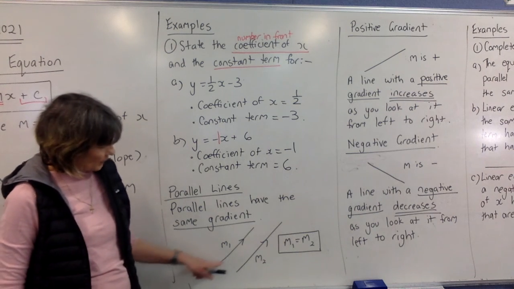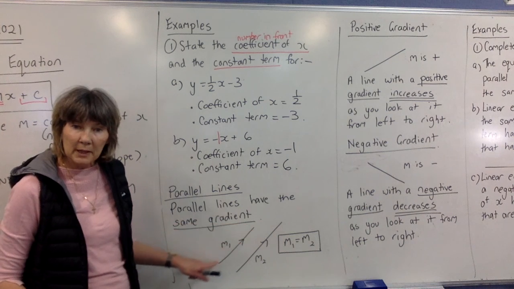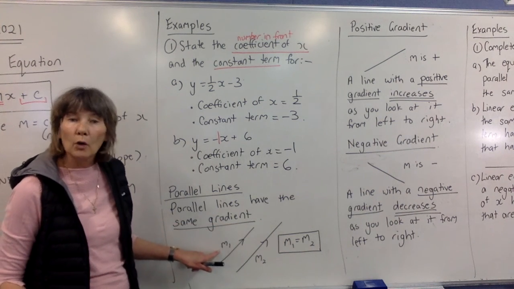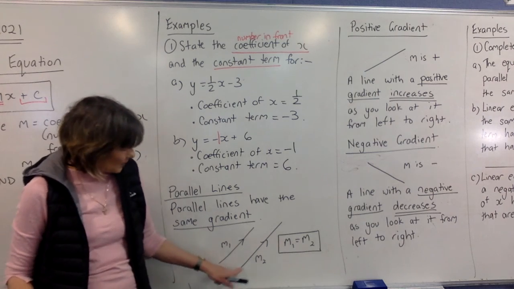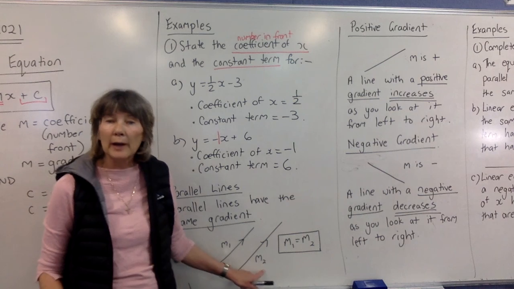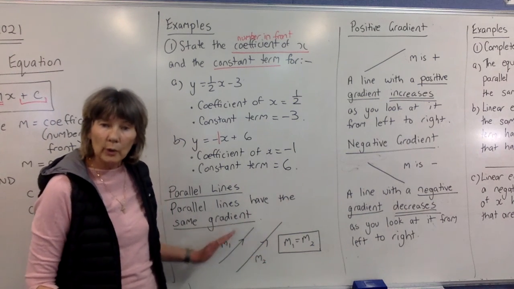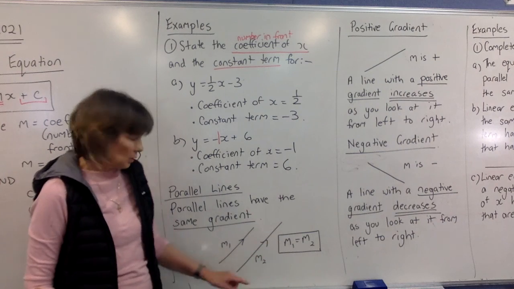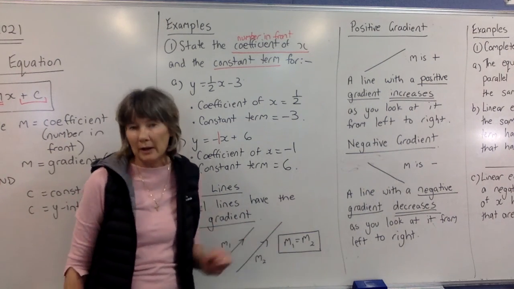So if you look at this diagram here, that's got a particular slope or a particular gradient. I'm going to call that gradient M1, M for gradient. And this other line here is drawn parallel to it, and I'm going to call its gradient M2. So if these two lines are parallel, then the gradients are equal. So the gradient of this line is exactly the same as the gradient of that line.